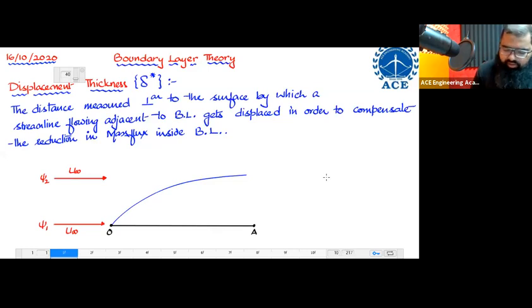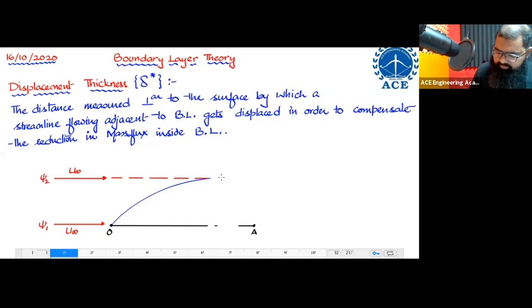Now let us talk about this psi 2 streamline. This streamline psi 2 ideally wants to move along a straight line. This is how psi 2 wants to move. But the question is, is it able to move like this? Now I'm going to choose only this much portion.